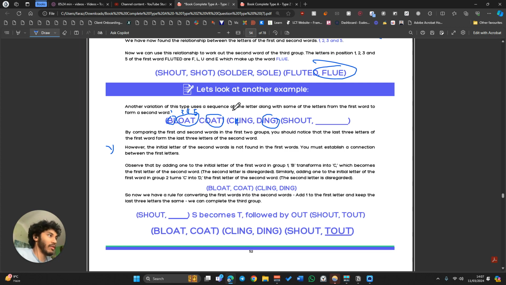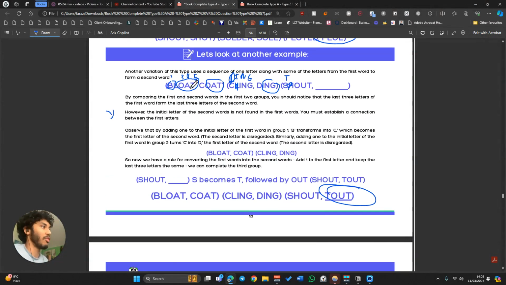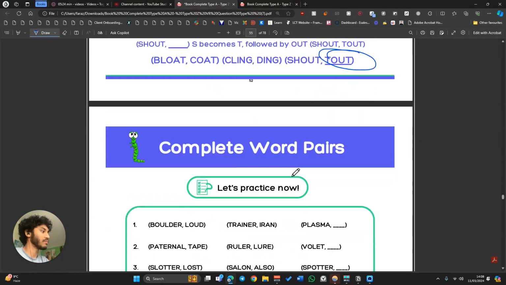And then if you do the same thing with, for example, sing or king, what they're doing is they're just moving the C 1 along the alphabet. That gives you ding, because C goes to D. And so this one is going to just be 1 plus S, whatever's after S, and that's T. And then they're going to use the rest of it, which is going to be tout. And there you go, you got tout. So that's another way that they might be doing it. The main thing is you have to find the rule between the first 2, and then you just apply it to the second one, and that'll give you the answer.